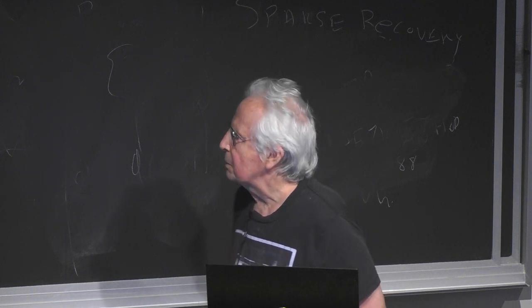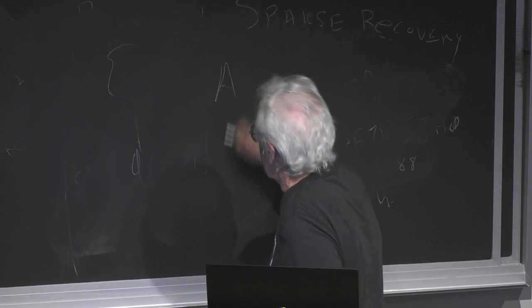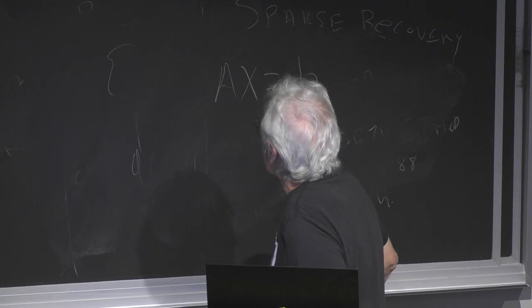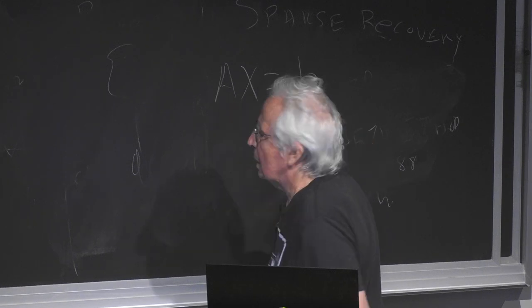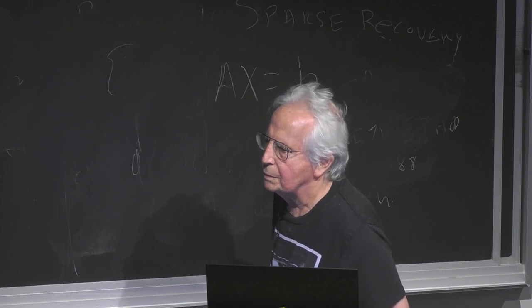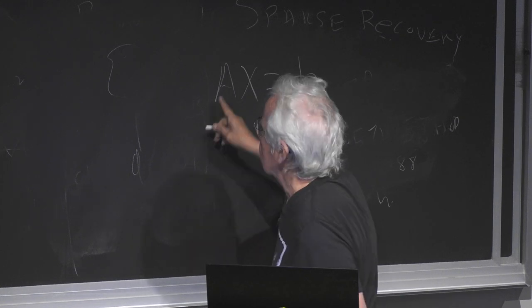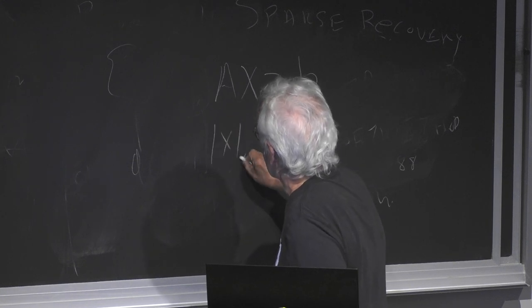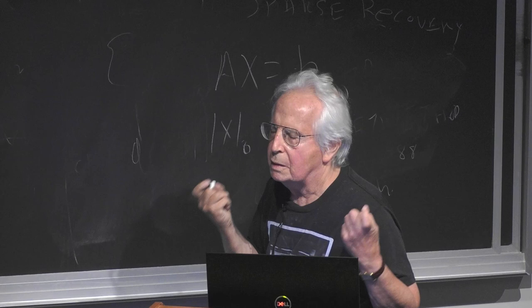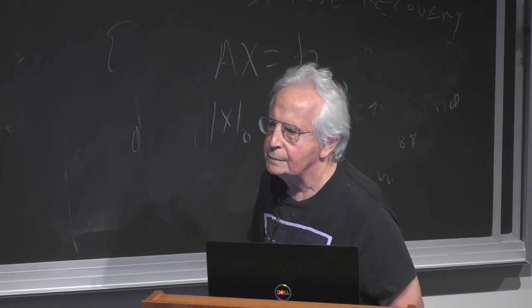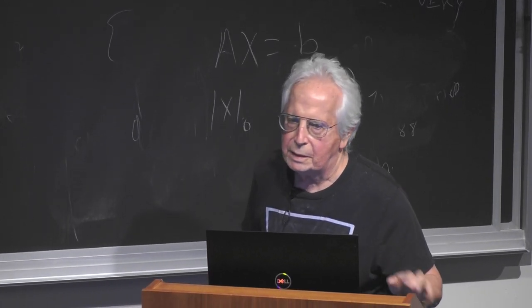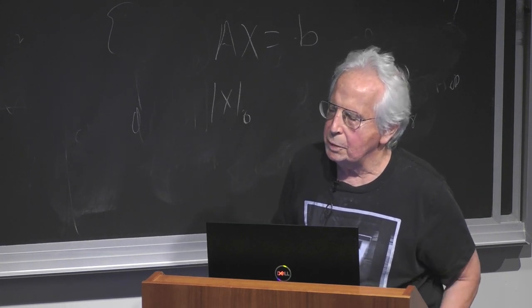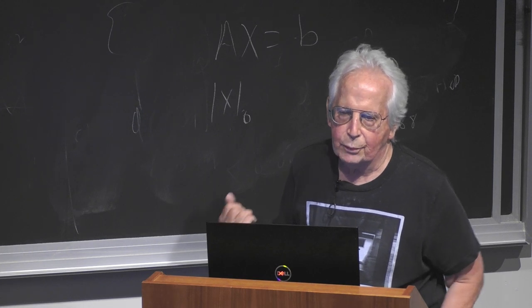And what they were doing was you have an equation, essentially, Ax equals b, but it's underdetermined. So there are many, many solutions. Okay, you have many solutions to Ax equals b. And you want the one with the smallest L0 norm, which means the one with the fewest non-zero quantities. Okay, that's a very basic issue. You're trying to make a lot of stuff zero that you don't need in order to solve a problem.